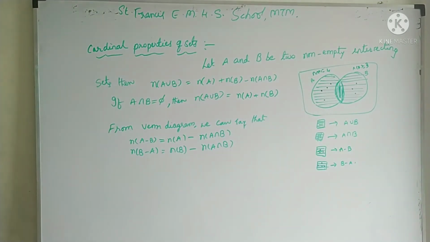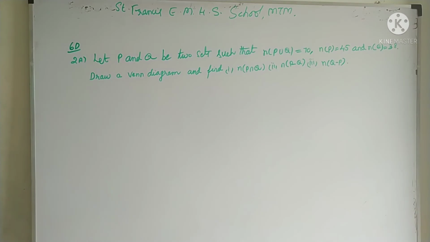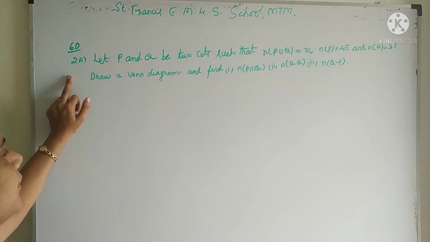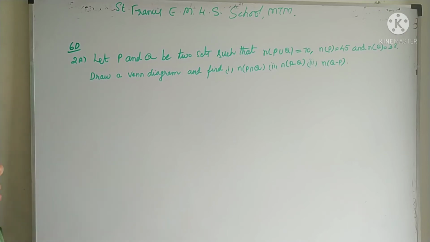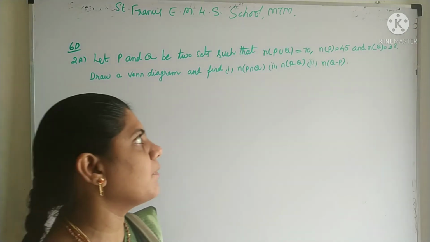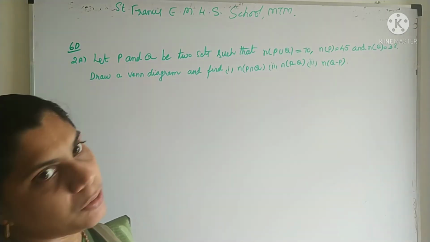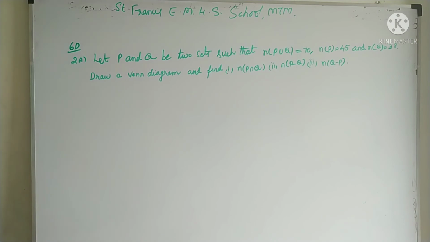These are the things which we can learn from these Venn diagrams. This is the second problem in 6B, exercise problems. Let P and Q be two sets such that n(P ∪ Q) = 70, n(P) = 45 and n(Q) = 38. Draw a Venn diagram and find n(P ∩ Q), n(P − Q), n(Q − P). This is the problem they have given.